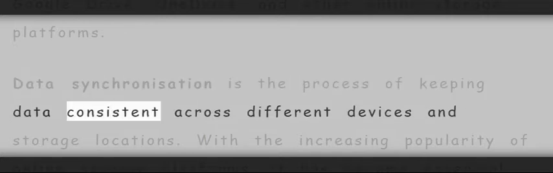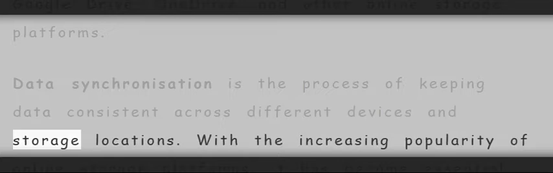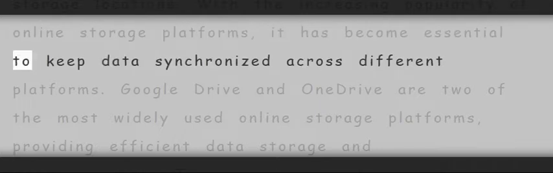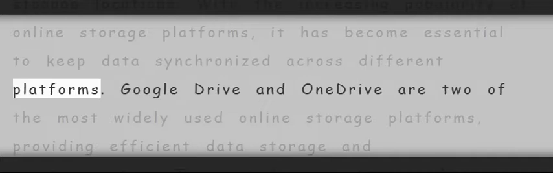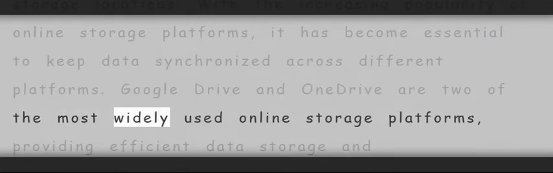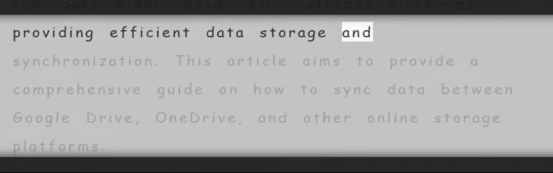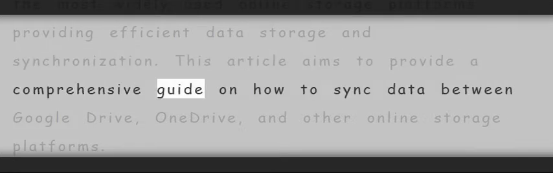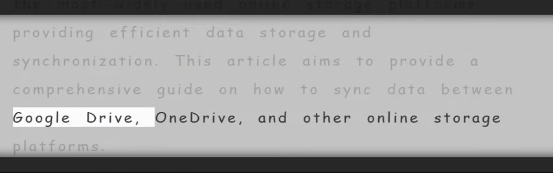Data synchronization is the process of keeping data consistent across different devices and storage locations. With the increasing popularity of online storage platforms, it has become essential to keep data synchronized across different platforms. Google Drive and OneDrive are two of the most widely used online storage platforms, providing efficient data storage and synchronization. This article aims to provide a comprehensive guide on how to sync data between Google Drive, OneDrive, and other online storage platforms.